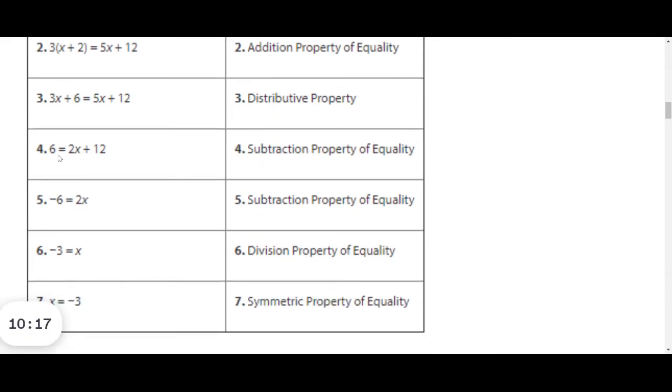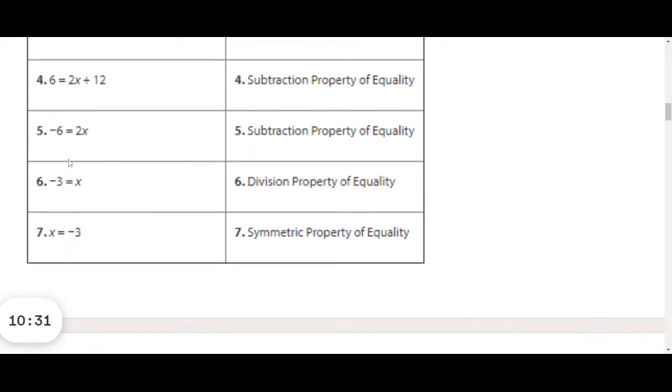Okay, now what are they doing? We go from 6 to negative 6, and the 12 is gone. Can you see what happened? You do minus 12, so it's gone, and minus 12 turns 6 into negative 6. Subtraction property. You subtract from both sides. Okay, now the next step, if you take this and divide by 2, x divided by 2 is just x. And negative 6 divided by 2 is negative 3. Division property, you're dividing on both sides.